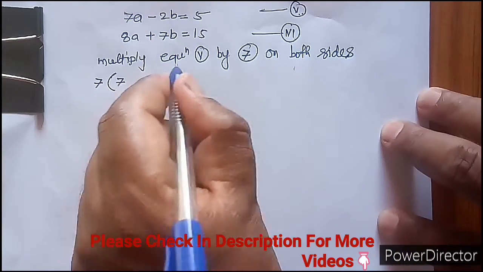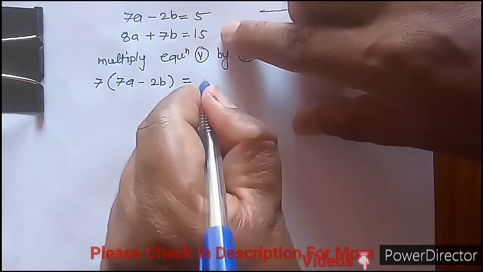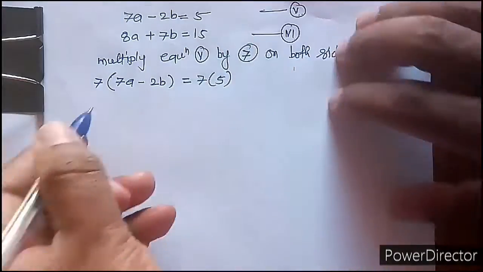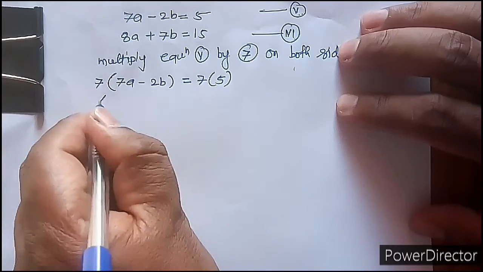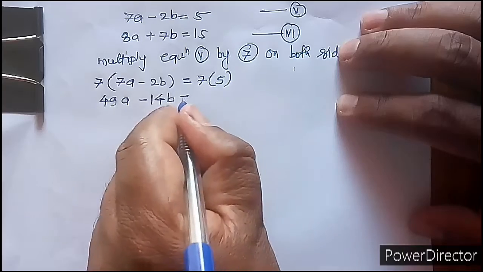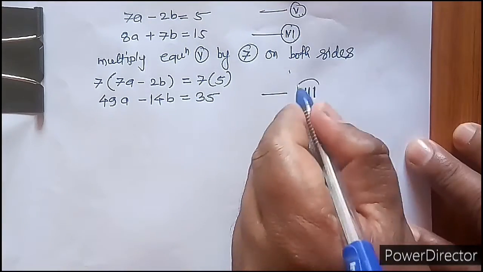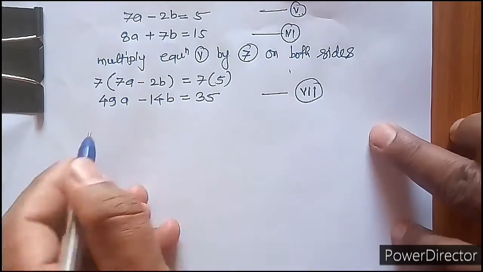7 into the left hand side of equation 5, that is 7a minus 2b equals 7 into 5. Now here 7 into 7, 49 of a, minus 14 of b equals 35. We get equation number 7. Write it down, it is equation number 7.